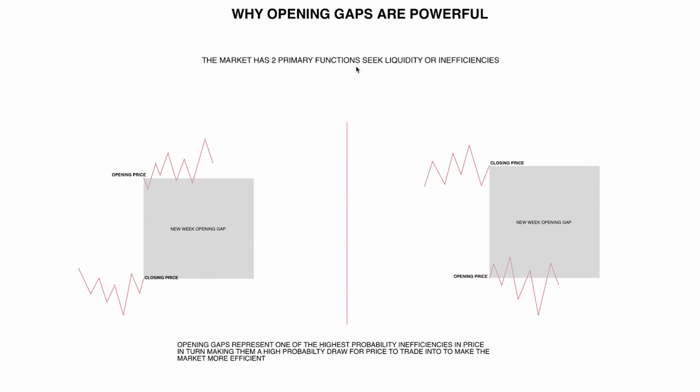And if the market has only two functions, which is to either seek liquidity or inefficiencies, this becomes a high probability draw for price, even higher probability than fair value gaps, because I'm sure a lot of you guys know what fair value gaps are. If you think about a bullish fair value gap, a bullish fair value gap is a buy side imbalance, sell side inefficiency. There is still a measure of selling within a bullish fair value gap, whereas in opening gaps there's literally no buying or selling in between those two price points, therefore making them a high probability draw for price to trade into.